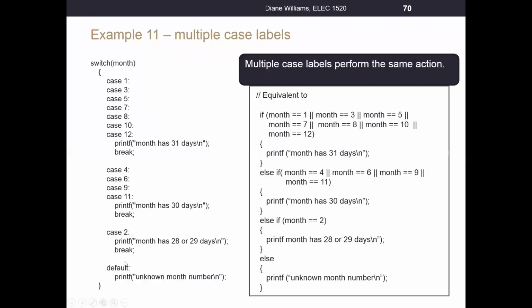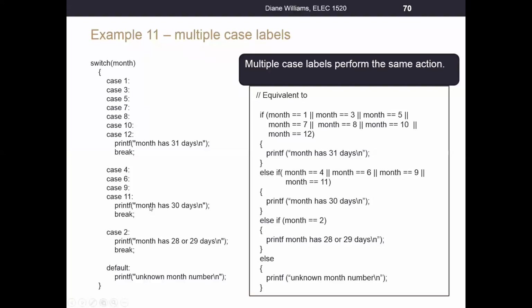We need the break statement then so that it doesn't fall through and execute anything else. But you can have multiple case labels all perform the same action. We just list them one after the other like this. Right? Here, then, we can convert the month equal 4, or month equal 6, or month equal 9, or month equal 11 to this part of the switch structure, case 4, case 6, case 9, case 11. So we have 4 cases where the month has 30 days.